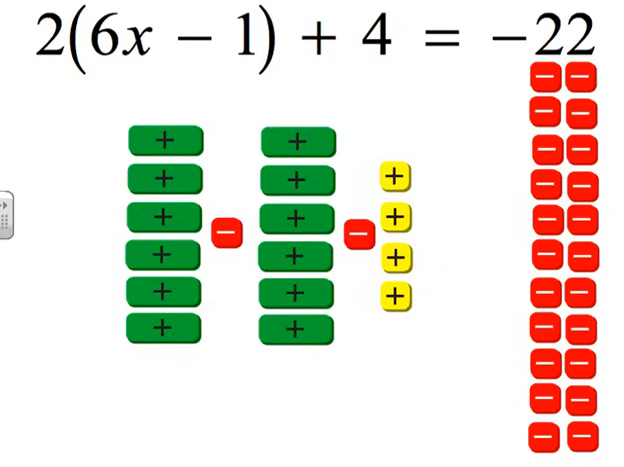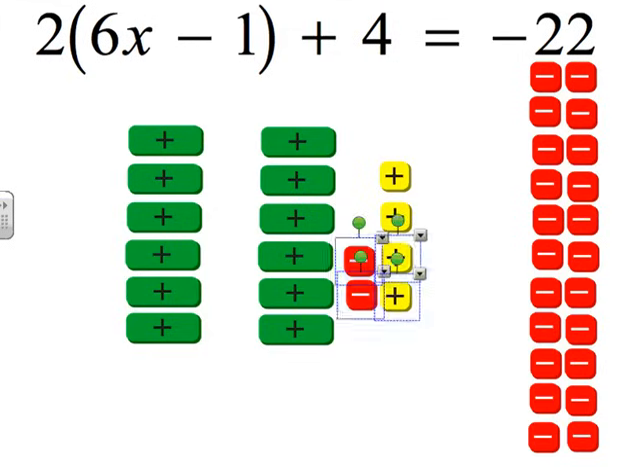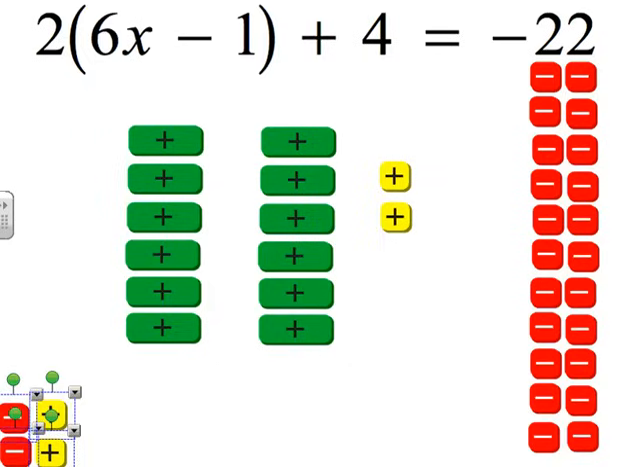Alright, this one is already set up since we've seen a few on how to set them up. So I have two groups of 6x minus 1 plus 4 equals negative 22. I have several options. I can start canceling out zero pairs first. I can start taking away the negatives from both sides. As long as you're following your math rules, you've got some choices. So I'm going to start by combining these two and make them zero pairs. So I'm going to get rid of those ones.